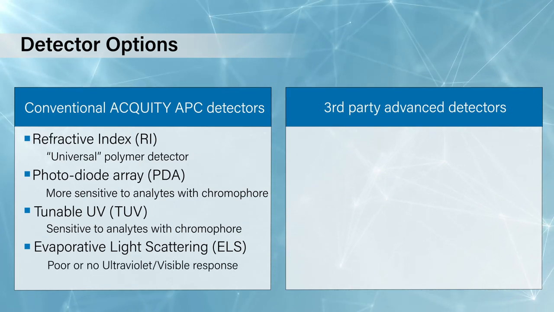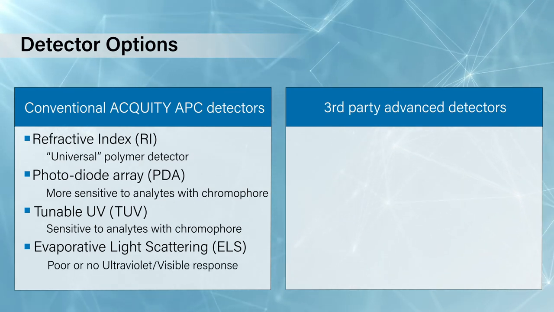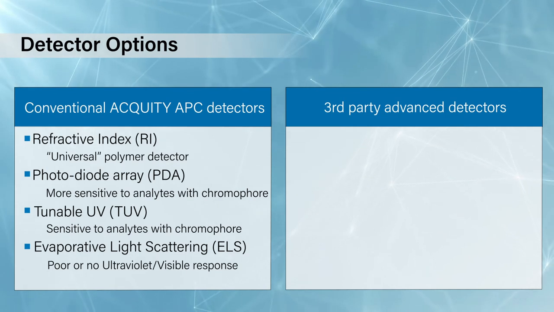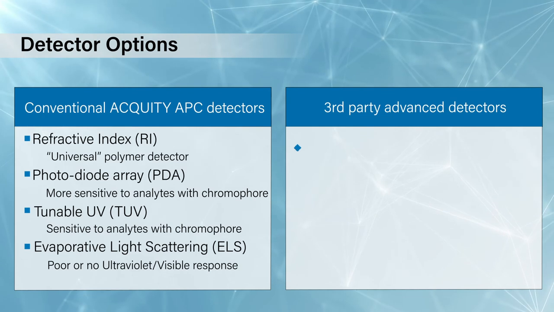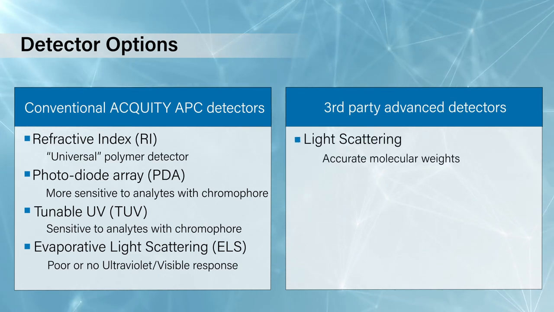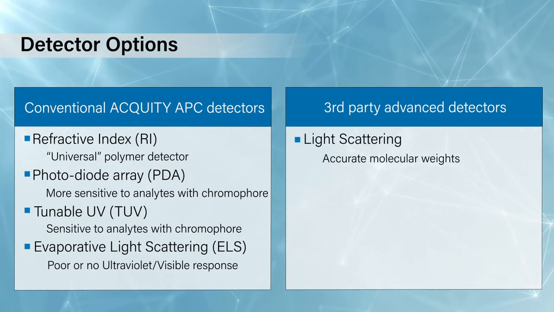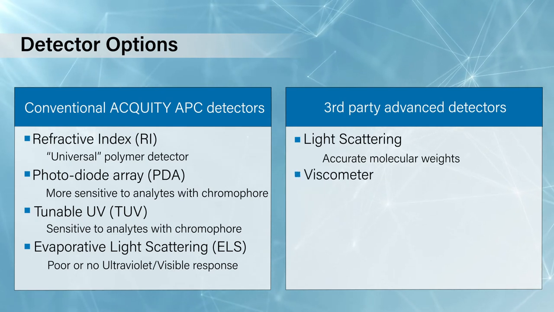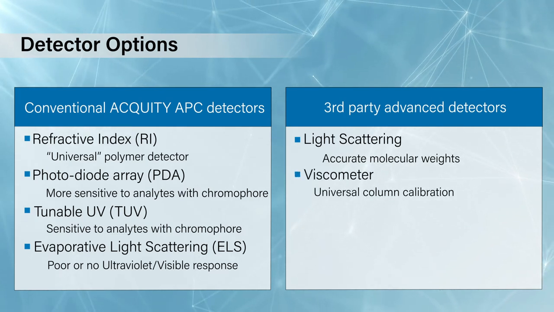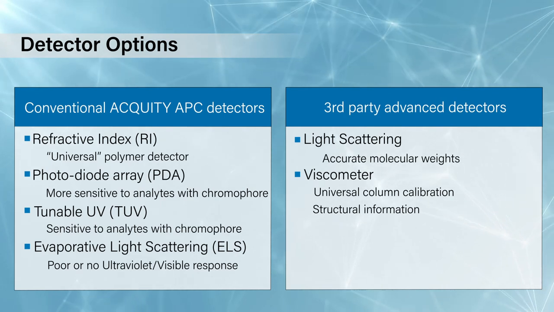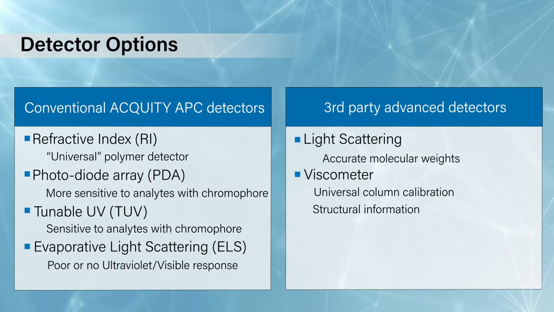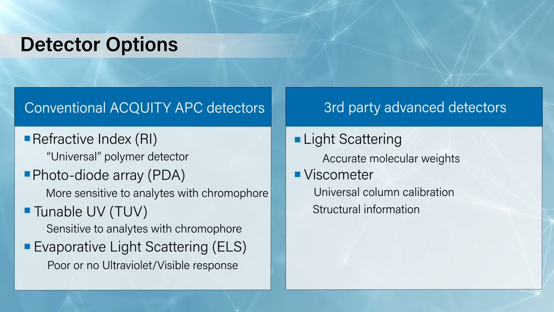But we also have available third-party detector options, which have been developed since the advent of the APC, which include light scattering detection, which is excellent for accurate molecular weight, and a viscometer, which provides universal column calibration or structural information of your polymer. So depending on the level of information you require, you can select the detectors to suit.